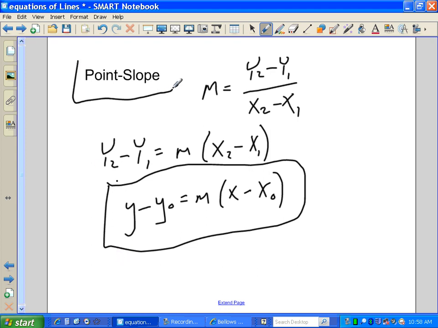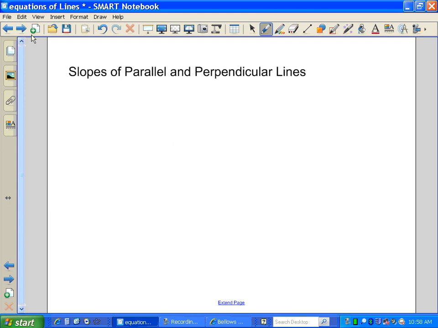But point slope is the one that's really the easiest to deal with, easiest to write an equation of. We can get from point slope to other forms, but this is the one to learn to love, learn to use, learn to work with. It's your friend, point slope equation. So, parallel lines and perpendicular lines.